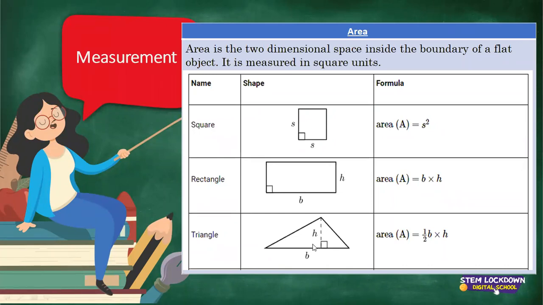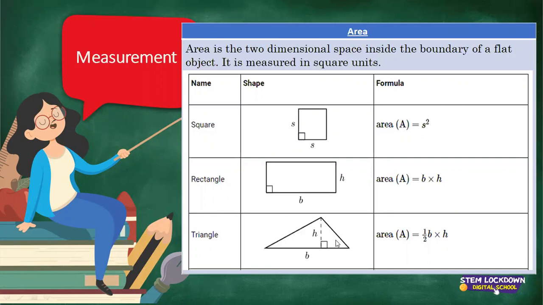Now, if the triangle has no perpendicular height, then there will be an included angle. In that case, we calculate our area as half multiplied by the product of the two sides multiplied by the included angle. So if height is not given, then two sides will be given and an included angle.